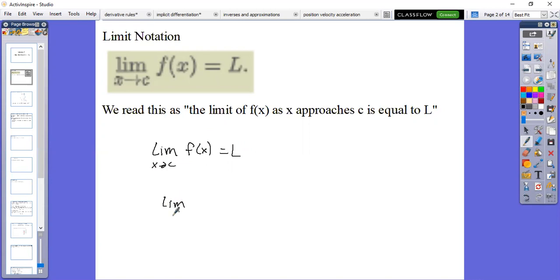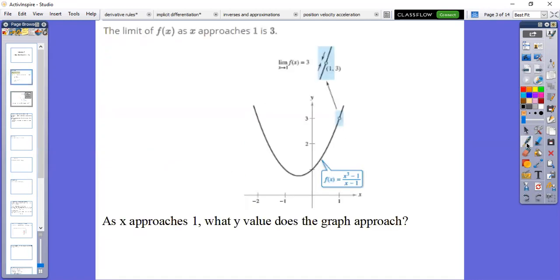So for example, if I had the limit of 3x minus 1 as x approaches 2, we know that this graph is linear, so it's going to approach some specific value, and that value will be 5, because this function is going to approach a value of 5 as x approaches 2. So we're going to look at a graphical representation of this.